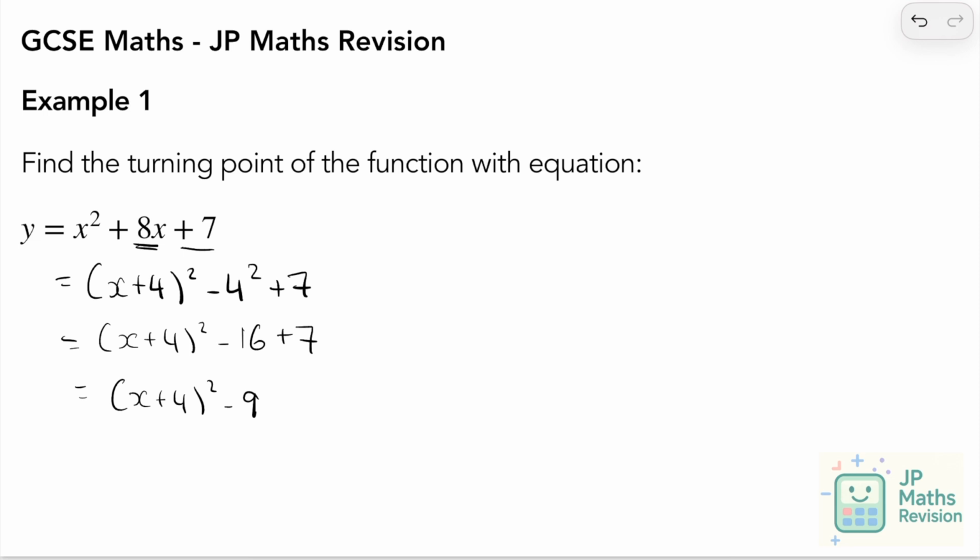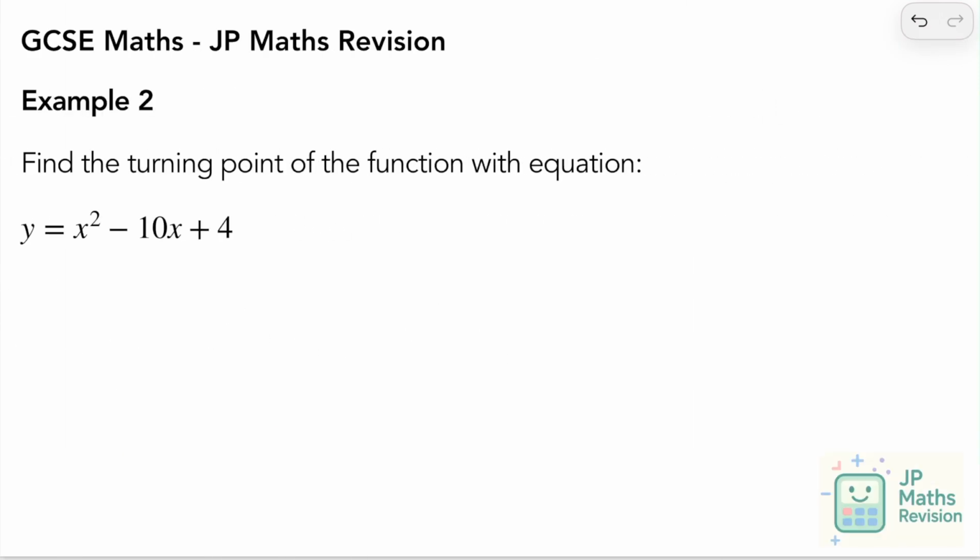That's great. So the coordinates of the turning point are, as we mentioned on the previous page, what you have to do to work out the x coordinate is you flip the sign of this number in here. So a plus 4 becomes a minus 4. So that's the x coordinate. And then this number here just stays the same. So the coordinates of the turning point are (minus 4, minus 9). Okay? And that is the answer to that question.